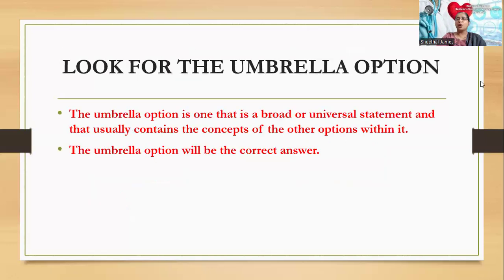Now, the next one, look for the umbrella option. That means if you feel that options B and C look almost similar, and more than that, you feel that option B contains option C also. For example, if option B is monitoring vital signs and option C says monitor BP. So BP is also a part of vital signs. So if you feel that any one of these two is correct, then very easily you can go with B, because if you choose B, that includes C also.